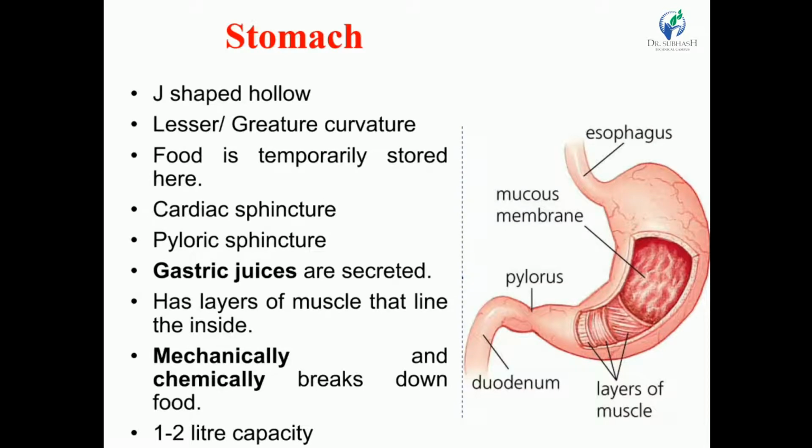Stomach. Next important portion while considering the anatomy of the digestive system is the stomach. As we know, there are two points from where food can move inside and move outside. It is a J-shaped hollow organ which lies in the abdomen under the diaphragm.